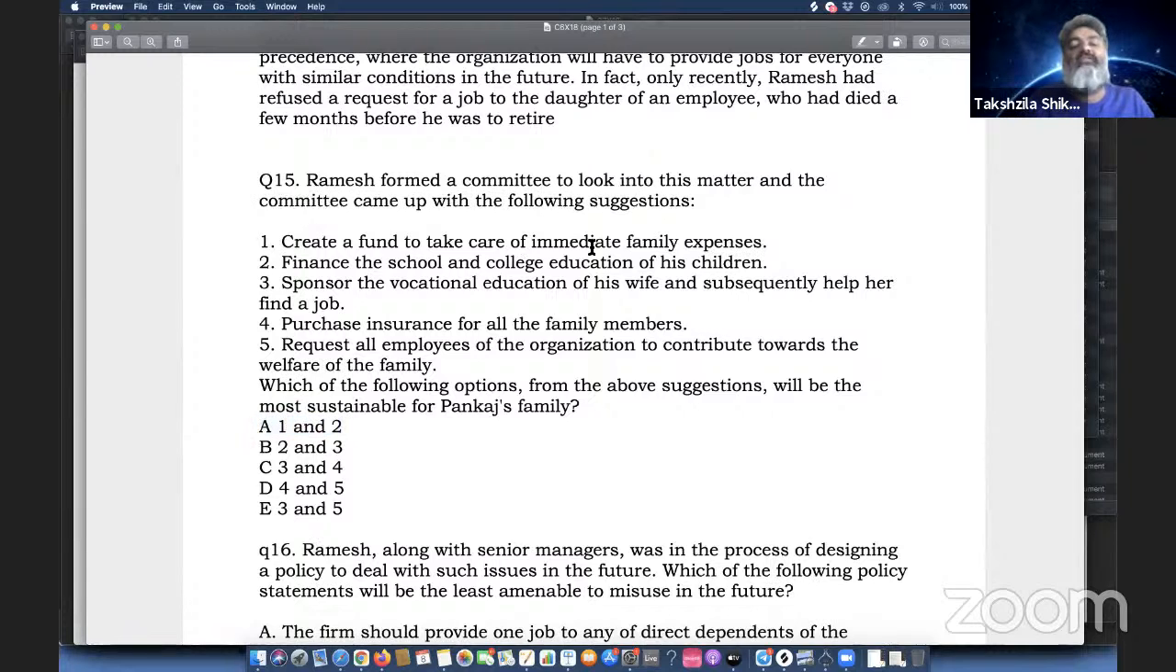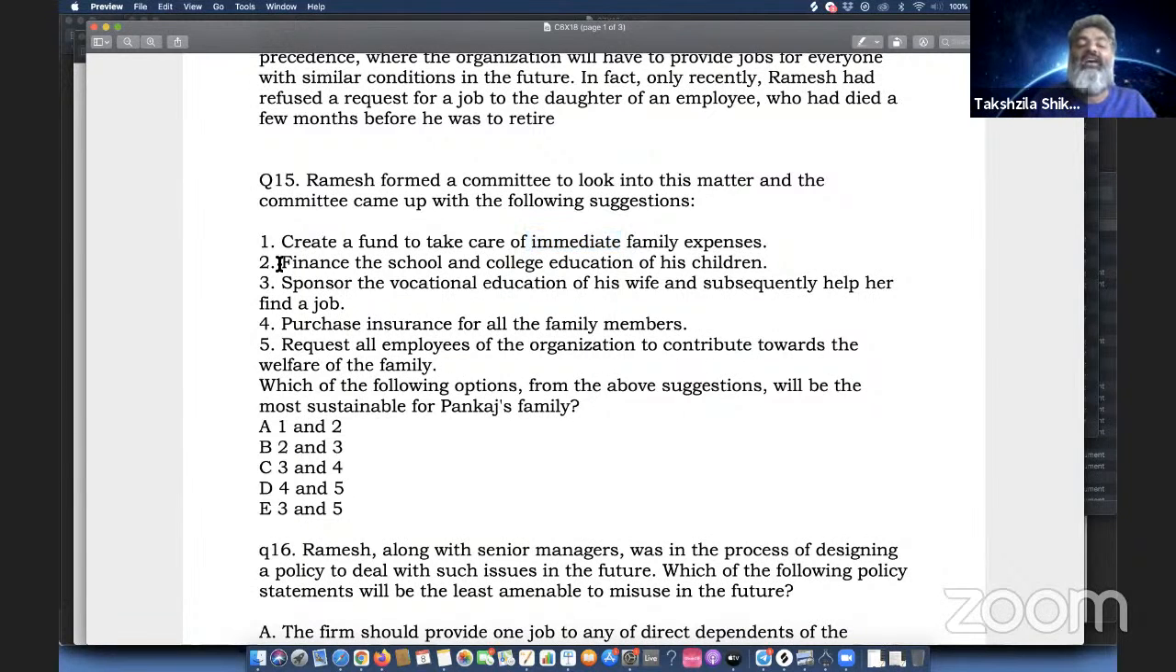So let me read. Create a fund to take care of immediate family expenses. I am looking for a sustainable solution. I will create a fund, I will give them some money, but 6 months later, 1 year later, they will run out of those funds. Then what will happen, right? So I have to think long term.